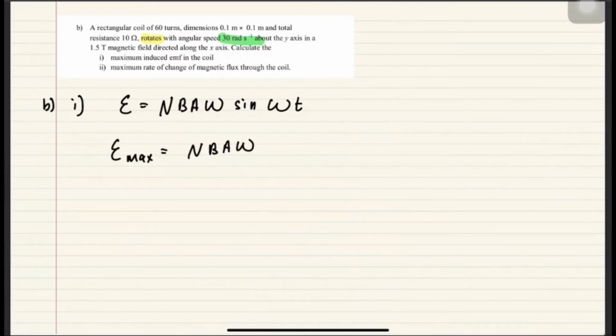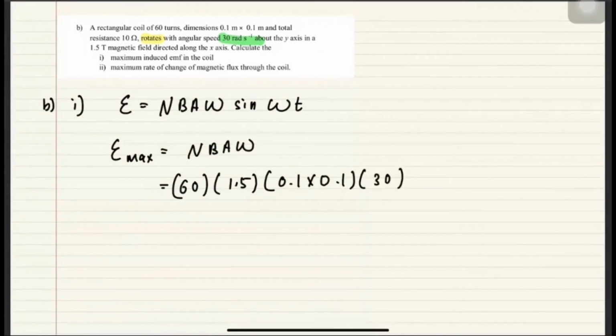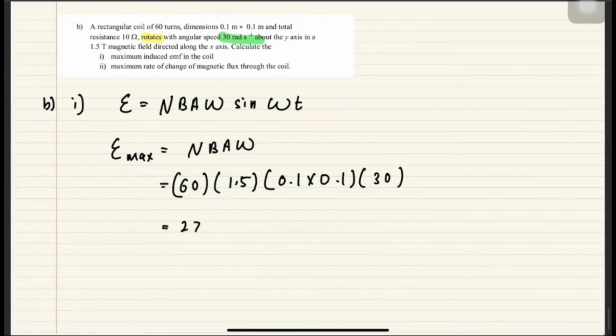So N is given 60 turn, 1.5 Tesla is given, area you can find 0.1 times 0.1, omega is given. Omega ni kamu kena be careful lah, kadang-kadang dia kasi dalam RPM. So if they give you in RPM, you have to change to radian per second. So this one, EMF maximum is equals to 27 volt.